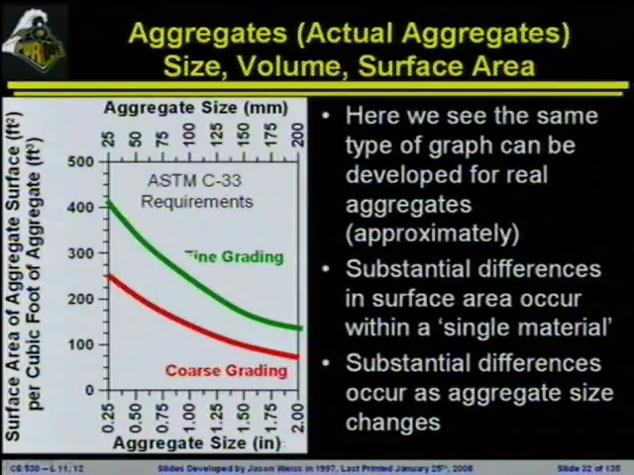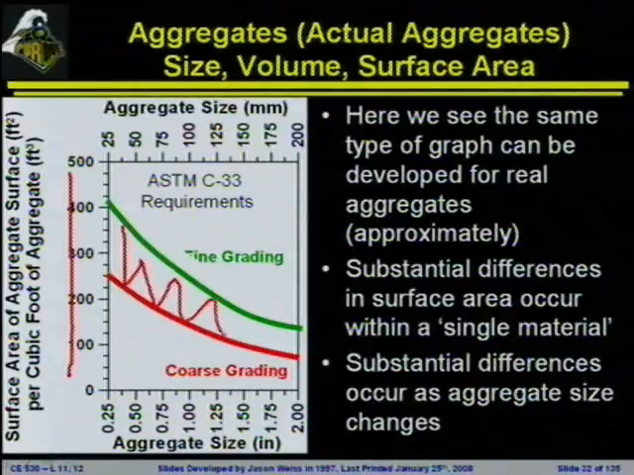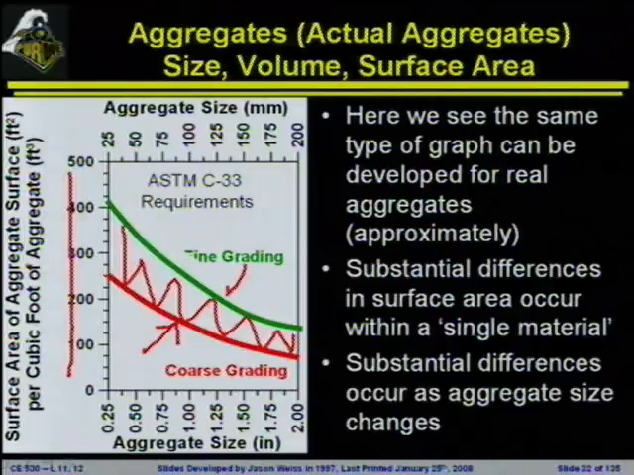And what's plotted here is the aggregate size on the x-axis versus the surface area per cubic foot of aggregate on the y-axis. And you can see that as long as we're within the specification, we're going to be somewhere between these two lines. The coarse aggregate is going to tend to be on the bottom line. The finer aggregate, more fine particles, is going to be on the upper part of this line.